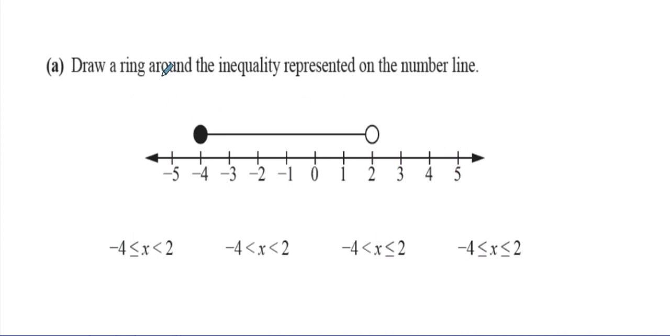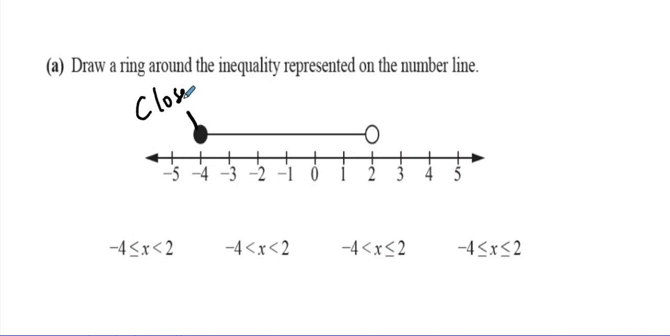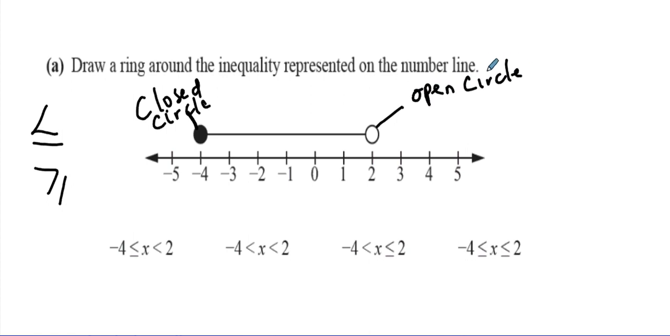So we have a question over here which says draw a ring around the inequality represented on the number line. You can see here this is a closed circle, and this closed circle suggests less than or equal to or greater than or equal to. You can see an open circle, and this suggests either greater than or less than.